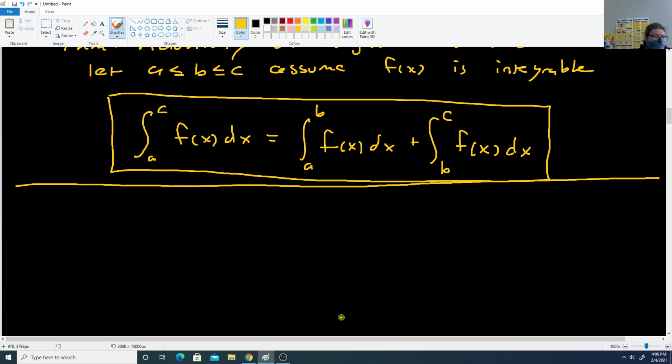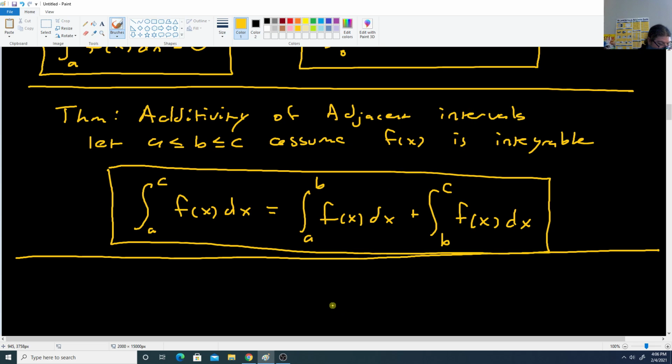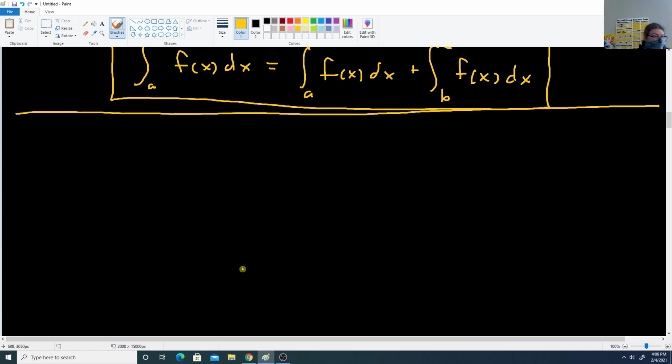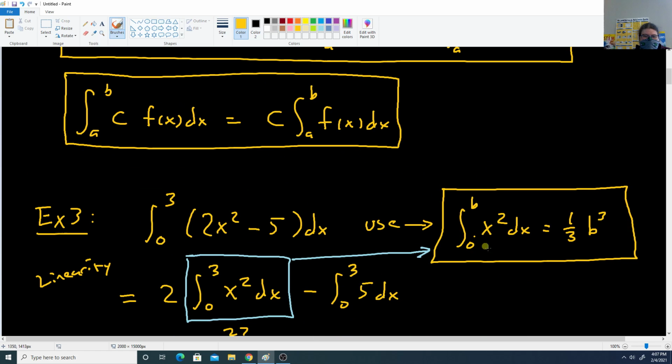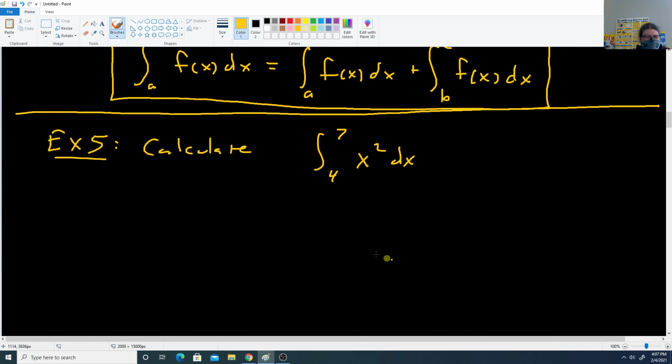So we're going to do a quick example of this, and then we're going to move on to our last theorem and our last idea, and then that'll wrap up the section. So here, for example 5, we want to calculate the integral from 4 up to 7 of x squared dx. Now, the only x squared equation we've had so far has been this one right here, but unfortunately this one starts at 0. It doesn't start at 4.